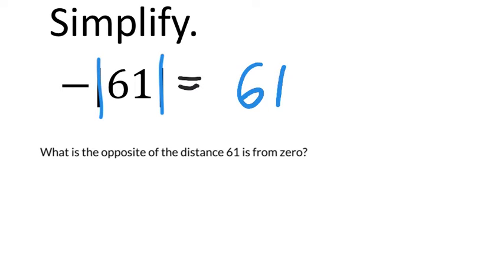Again, remember, it's not an opposite thing. And then we would say, well, what's the opposite of that? And that's the negative part. That's the opposite part. What's the opposite of positive 61? It's negative. So this ends up being a negative 61.